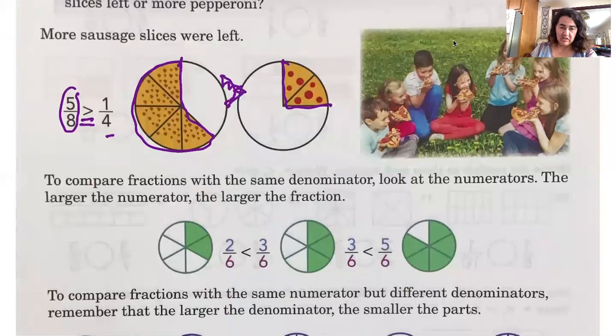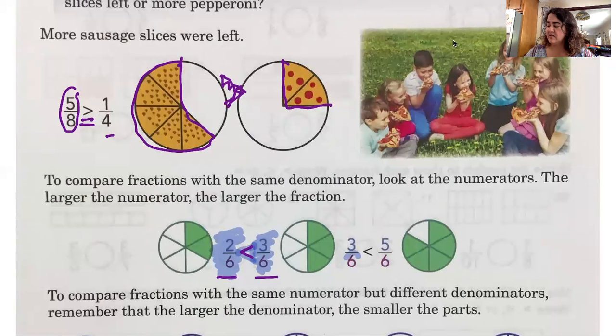So to compare fractions with the same denominator, look at the numerators. If they have the same denominator, the same number on the bottom of the fraction bar, then all we have to do is look at the numerators. The larger the numerator, the larger the fraction. So if we have 2/6 and 3/6 and we are comparing them, then 3/6 is greater, right? We would read this as 2/6 is less than, because it points at the smaller number, 3/6. Okay?